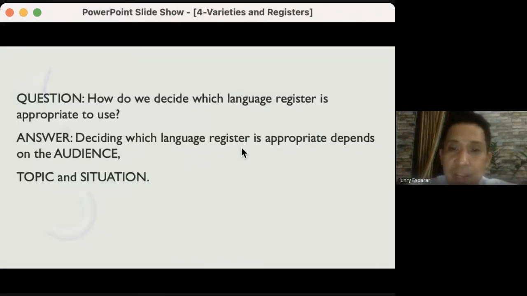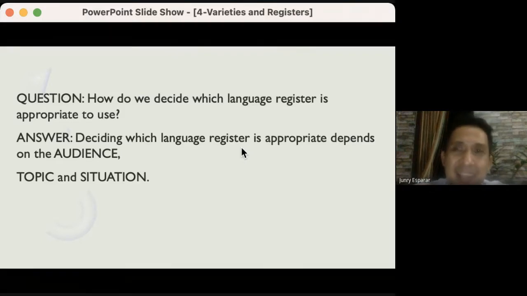of course, the audience is very important, right? As I mentioned earlier, when you're talking to your mom, you may be using your intimate register, right? When you're talking to your friend, it can also be a casual register. Unless your friend is your best friend, then you can switch to intimate register. So audience is very important.